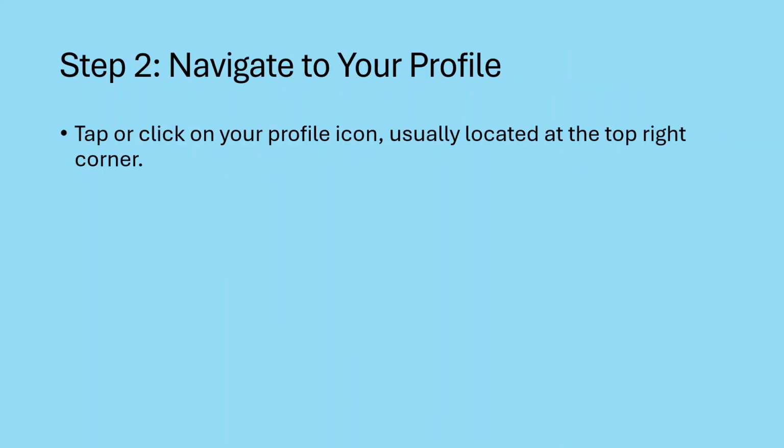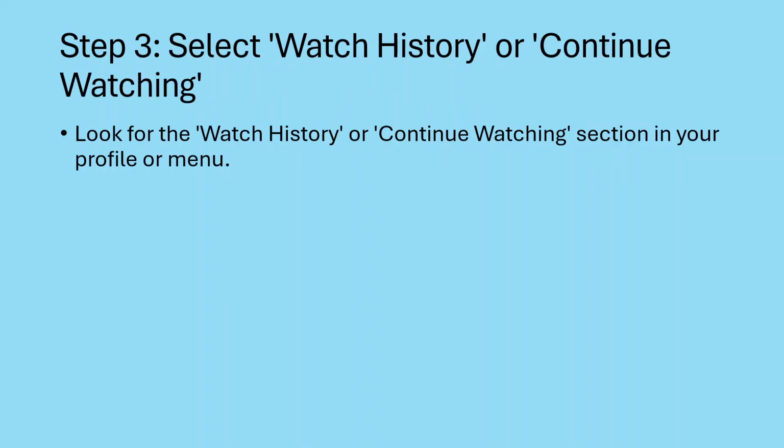Step 2. Navigate to your profile. Tap or click on your profile icon, usually located at the top right corner. Step 3. Select Watch History or Continue Watching. Look for the Watch History or Continue Watching section in your profile or menu.